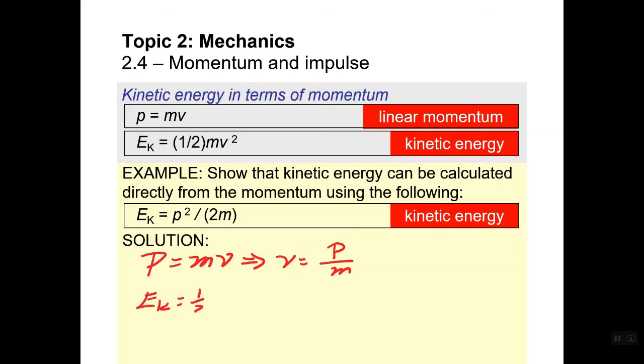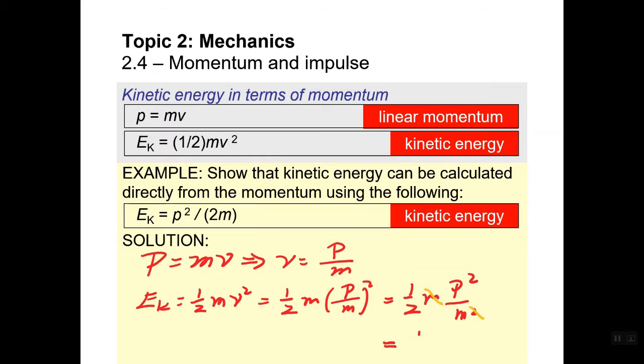Then we have the kinetic energy formula, 1/2 mass times velocity squared. So we substitute velocity equals momentum per mass into that expression, which is going to be 1/2 m times p over m, the whole thing squared. Then we get 1/2 mass times p squared over m squared. So one m cancels out. That gives us p squared over 2m, and we proved the kinetic energy expression.